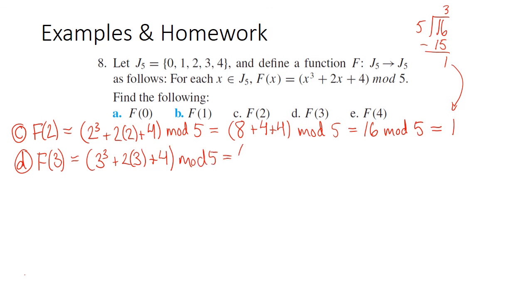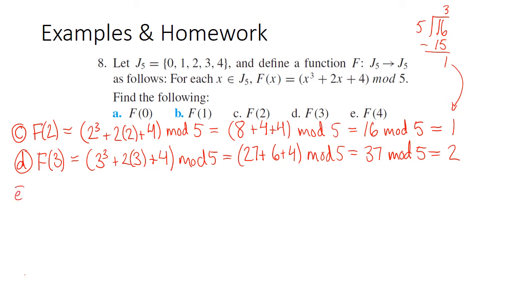Okay, so 3 cubed is 27, and then this is 6 plus 4 mod 5. So this is 37 mod 5, and then again, by the same logic I was telling you before, the remainder is going to be 2, because 37 is 2 more than the nearest multiple of 5, which is 35.